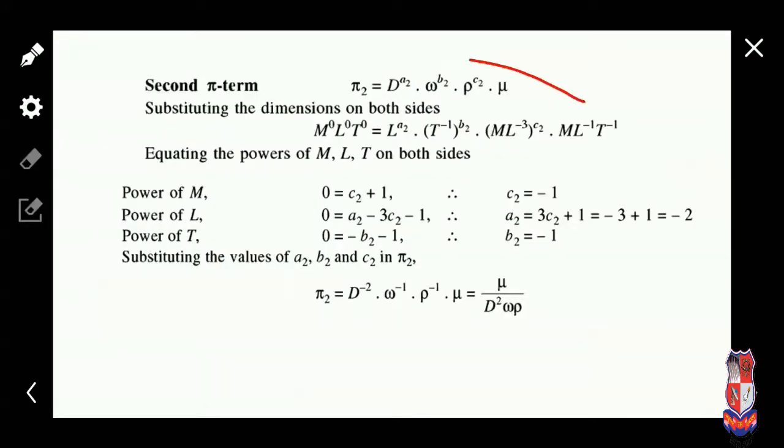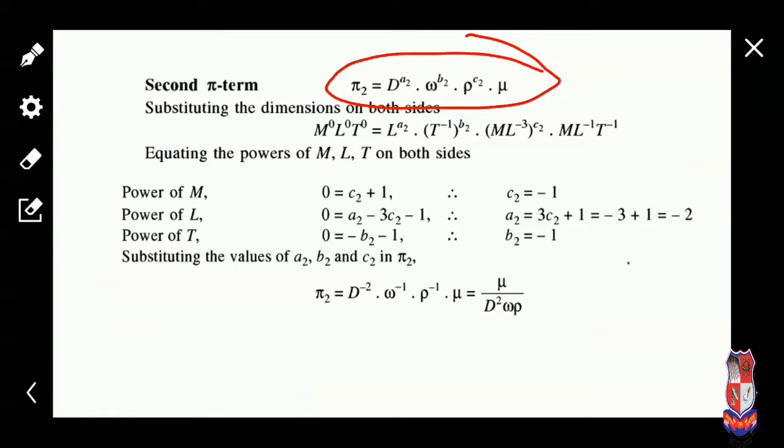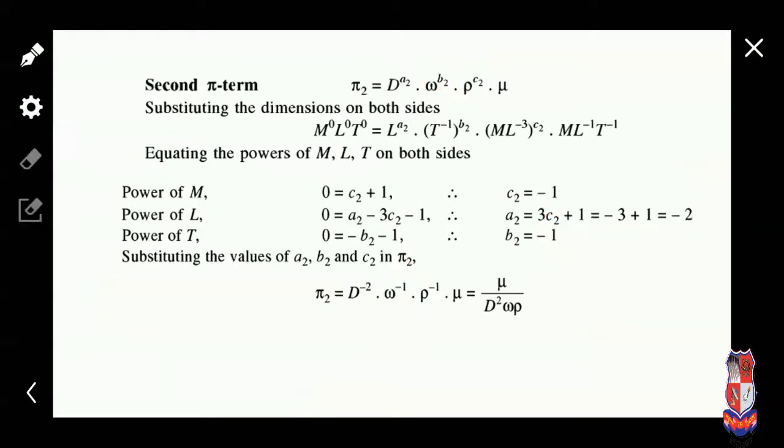Now solve the second pi term. Write all variables in the form of MLTs. Now compare the powers of M, L and T on both sides, and put the values of A2, B2, C2 in this pi term. D has the power A2, so A2 is minus 2. Omega has the power B2, so B2 is minus 1. Density has the power C2, so C2 is minus 1. So rho has the power minus 1, and mu has power 1. Now, according to the powers, rearrange all the variables. So pi 2 is equal to mu upon d square into omega into rho.